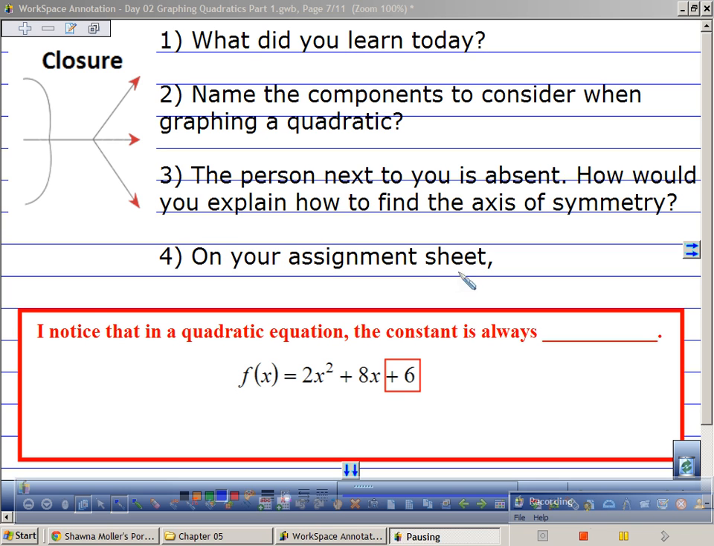All right, on your assignment sheet, I noticed that in a quadratic equation, the constant is always what? It's always y what? This graph right here is always what, Mitchell? It's always the y-intercept. You just said y. Well, but specifically, it's always the y-intercept. All right, good job, guys.